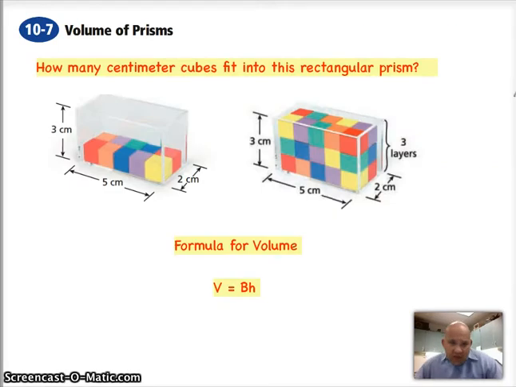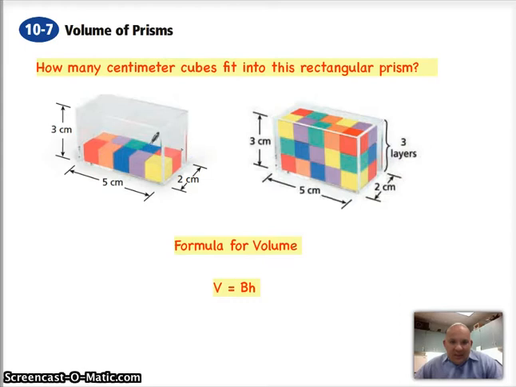Well, let's look at volume from the standpoint of a prism. Here we have a question that says, how many centimeter cubes fit into this rectangular prism? Here we have what looks to be like an aquarium. And at the very base of it, we have a 5 centimeter by 2 centimeter dimension, and then we have a 3 centimeter height. Well, how much space is inside of this?